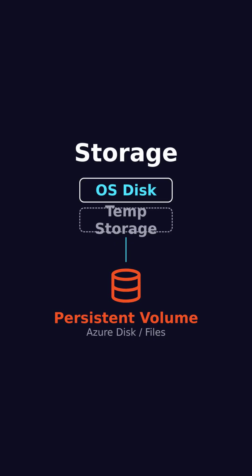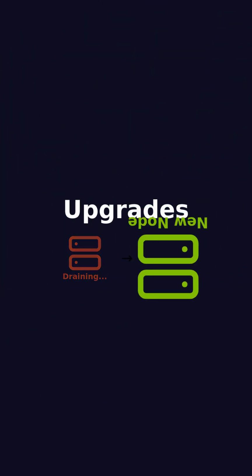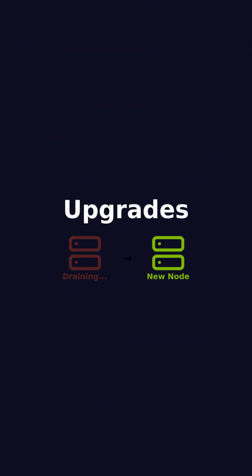Sixth, scaling and lifecycle behavior. Node pools define how many nodes exist at a time, either fixed or with cluster autoscaler enabled. They also define upgrade settings, like how nodes are drained and replaced during a Kubernetes version upgrade.